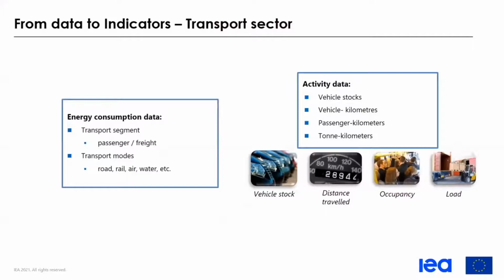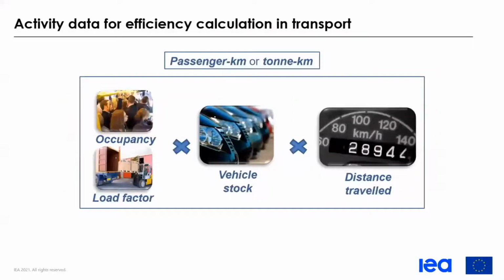So for instance, how many passengers or tons of goods we can move and how far. To measure this, we use vehicle stocks, vehicle kilometers, passenger kilometers, and ton kilometers, and we calculate passenger kilometers and ton kilometers as the total distance traveled by all the vehicle stocks that we are analyzing, multiplied by the occupancy for passenger transport or by the load factor in case of the freight transport.